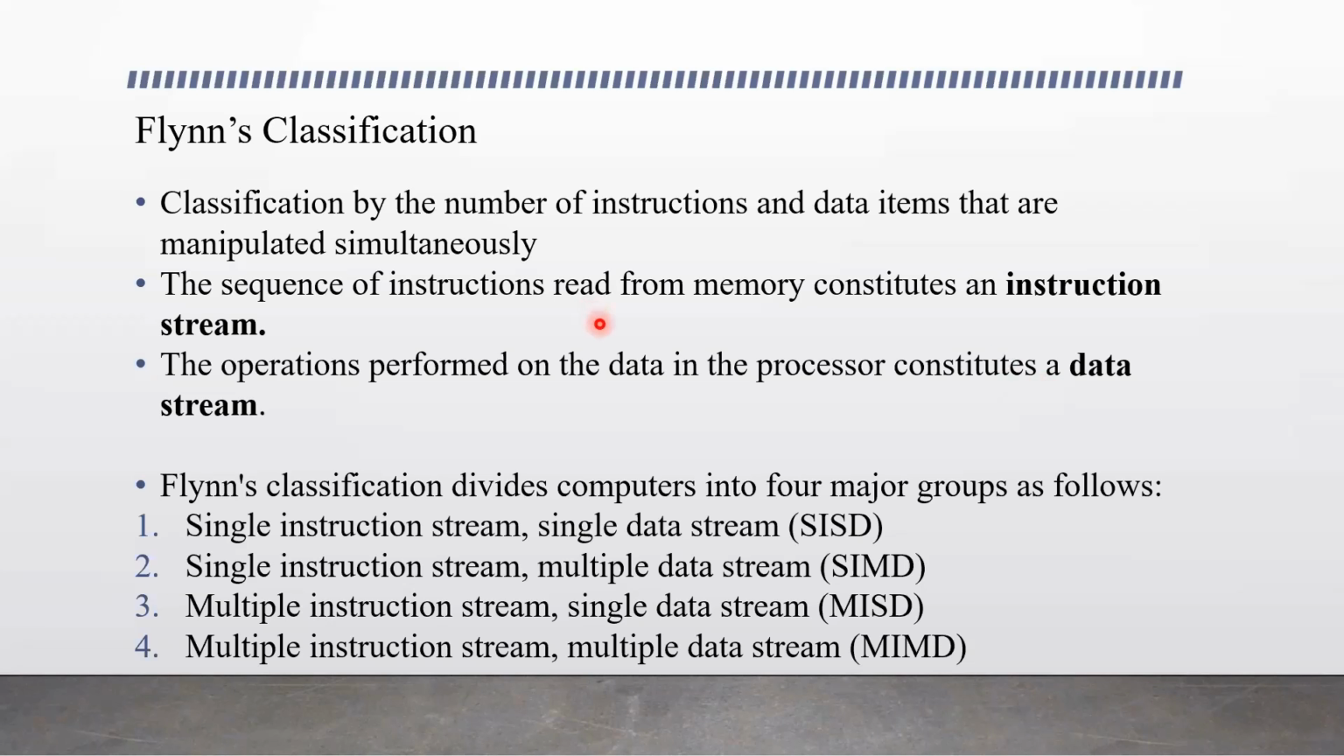The sequence of instructions read from memory we call the instruction stream, and the operations performed on the data in the processor constitute the data stream. According to Flynn's classification, the computers are divided into 4 major categories: SISD, SIMD, MISD, and MIMD. SISD is single instruction stream, single data stream. The computer that uses this configuration would be able to execute a single set of instructions on a single set of data at a time.